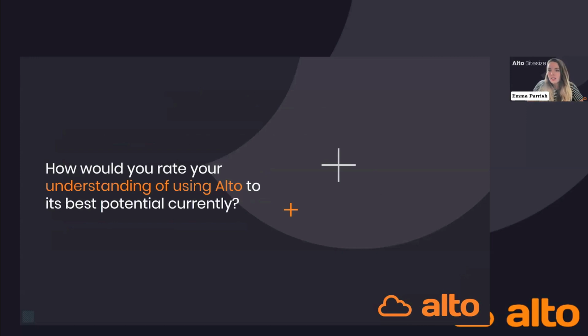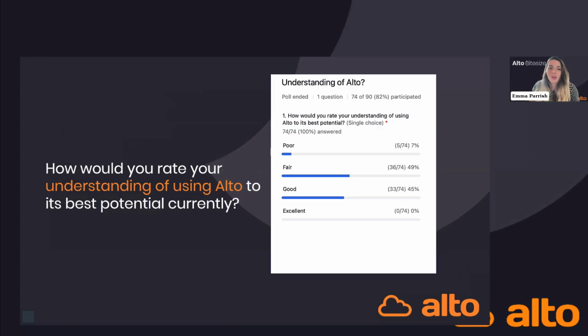If I just hand over to Madeline to run that poll, you should see it pop up on screen in just a moment. How would you rate your understanding of using Alto to its best potential currently? Between poor, fair, good, and excellent, just select the one that's most applicable. Got the results here. As expected, a couple on poor. Most people are on fair and good, which is really good to see. Hopefully we'll move everyone towards the good and excellent as we do each week.